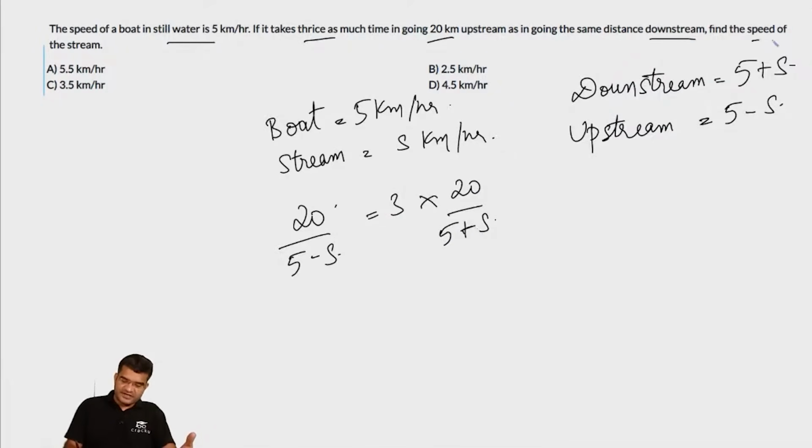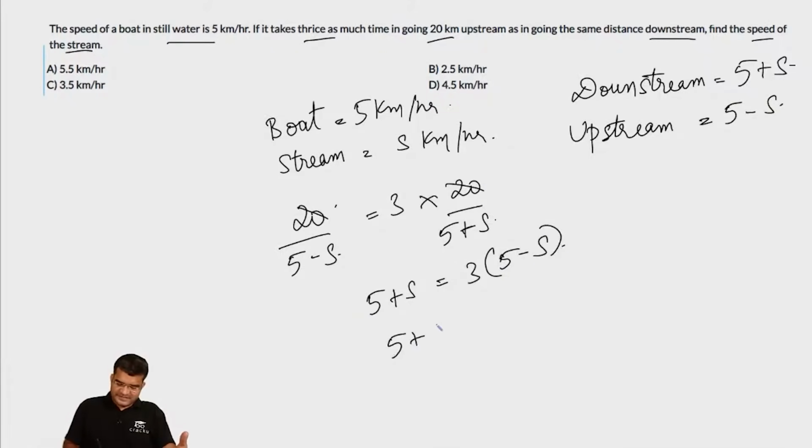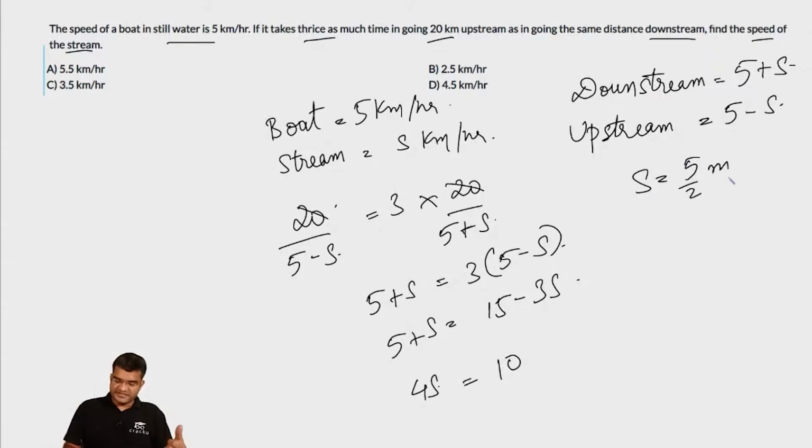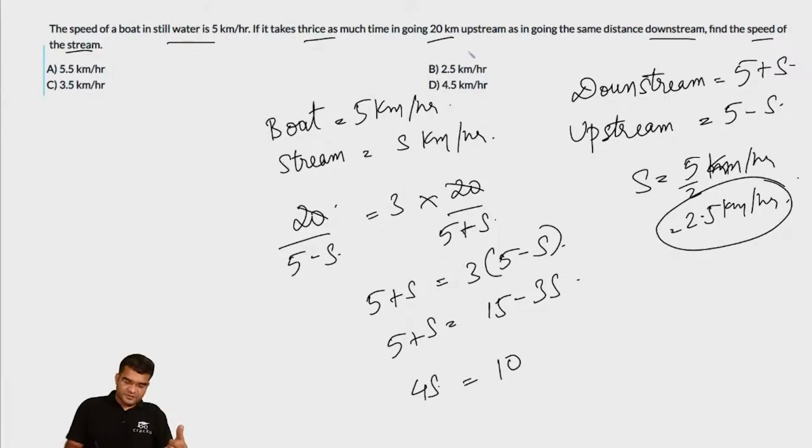We are required to calculate the value of s. You can cancel 20 on both sides and you can cross multiply. So 5 plus s is equal to 3 times 5 minus s, or 5 plus s is equal to 15 minus 3s, or 10 is equal to 4s, or the value of s is equal to 10 divided by 4, which is 5 by 2 kilometers per hour, which is equal to 2.5 kilometers per hour. So the correct option is option B.